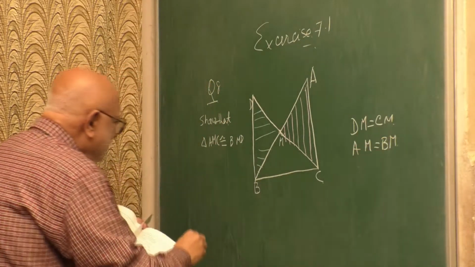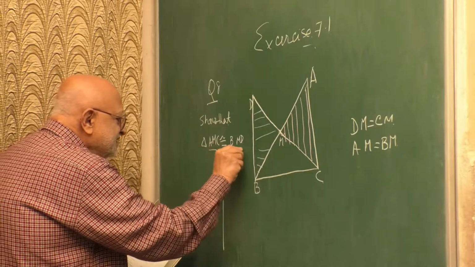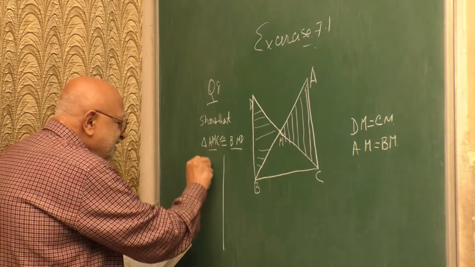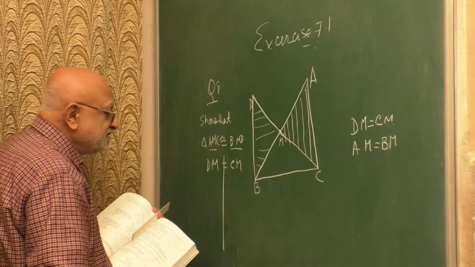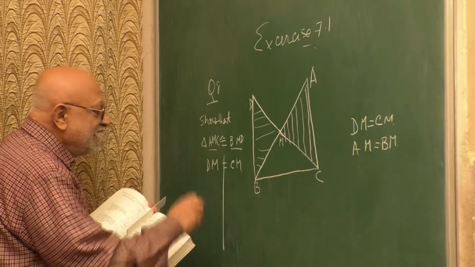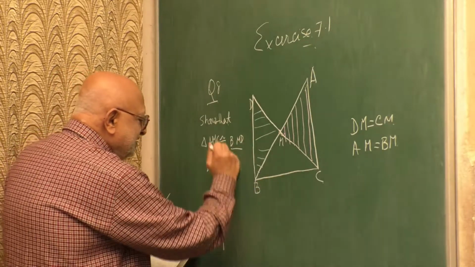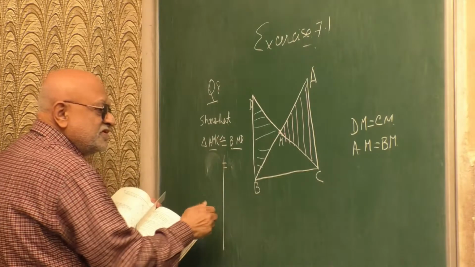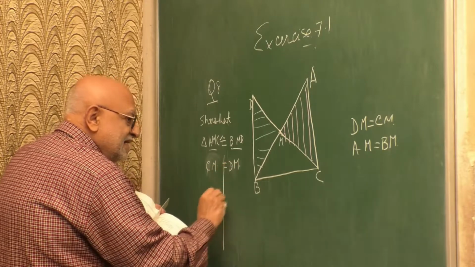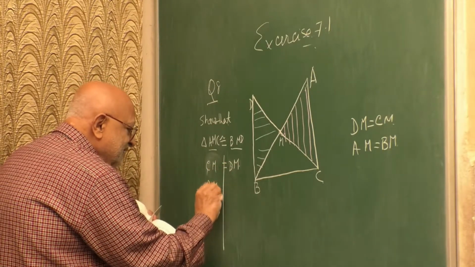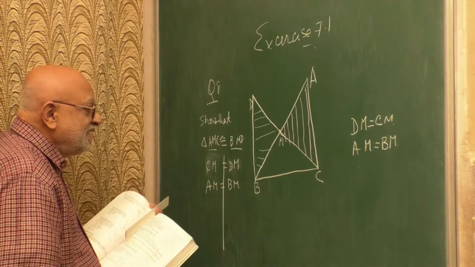Let us use our usual procedure. This would be triangle AMC. This is the other triangle. So we will write DM here. This is equal to CM. DM belongs to triangle DBMD, so we will reverse this so that you know it. So CM is equal to DM and AM is equal to BM. This becomes easier if I follow this technique.